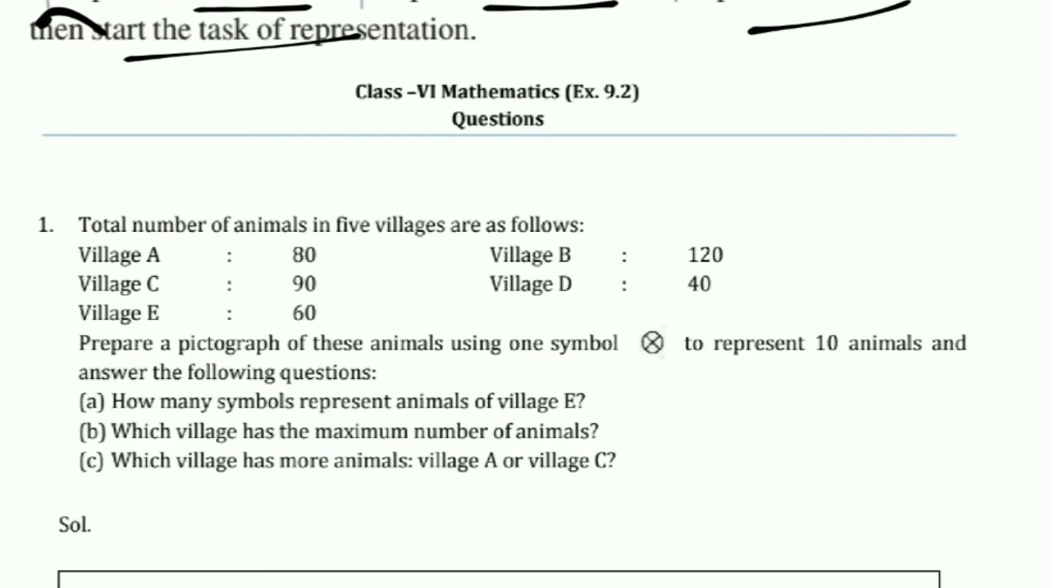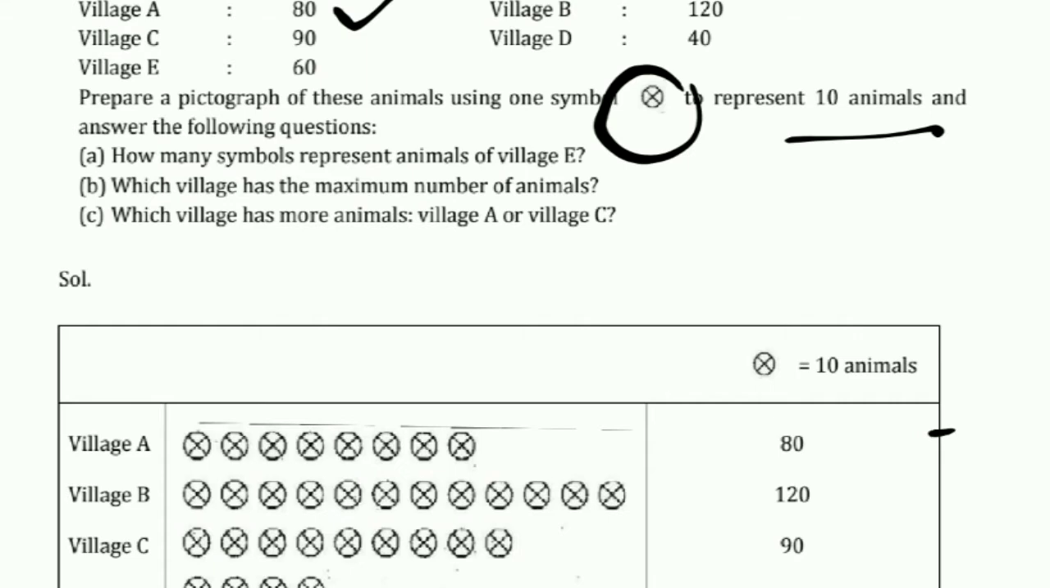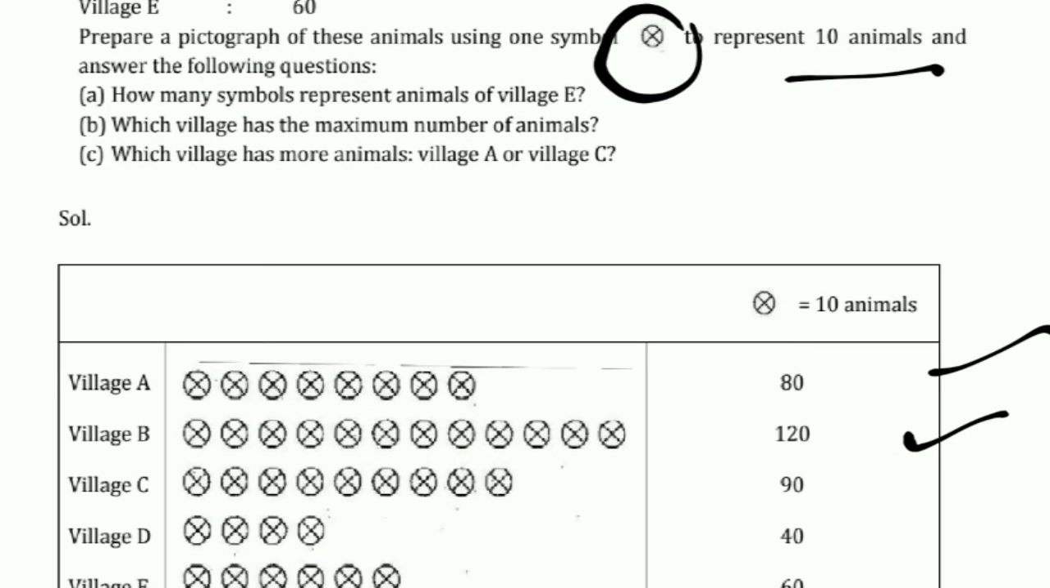9.2. Question number 1. The total number of animals in 5 villages is as follows: A, B, C, D, E. Okay, and this one symbol represents 10 animals. So in village A, how many are there? 80. 80 means we have to represent 8. Then in village B, 12, because 120 is there. Now in village C, 9. It means 90 animals are there.